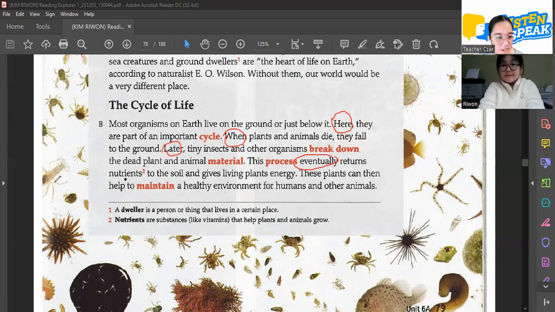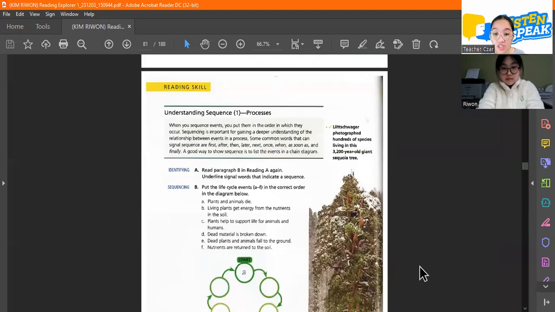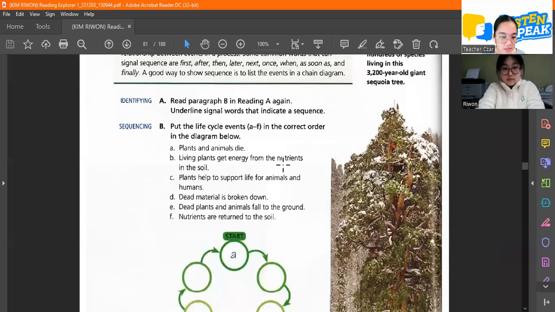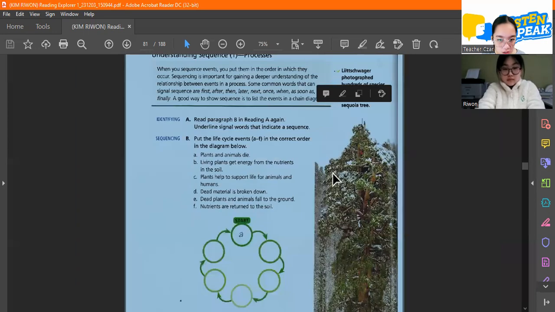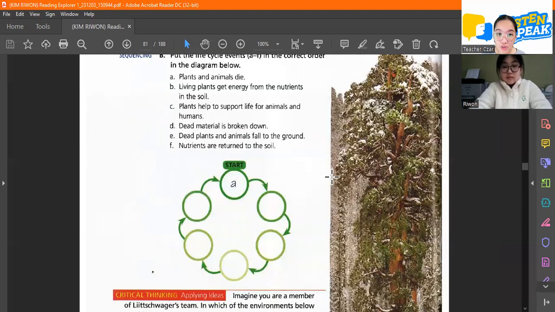No. Okay. So we will be moving on now to this one, where we will have the sequencing. Here are the sentences that you can use for the sequencing. So you can write your answer here. Can you use your pencil? Yes. Okay.